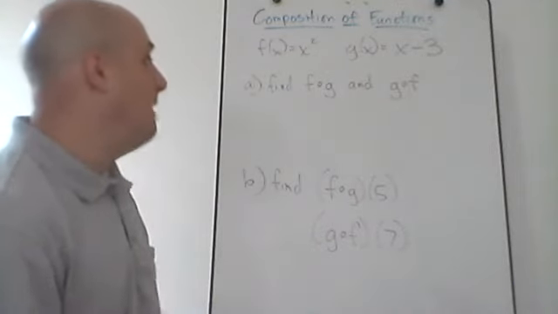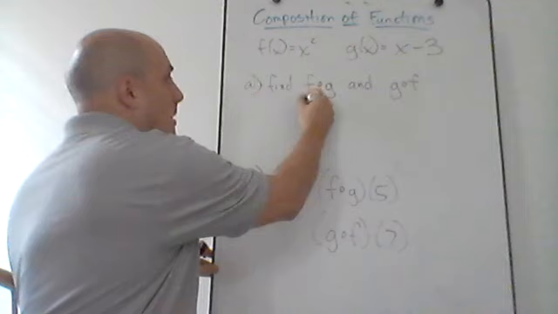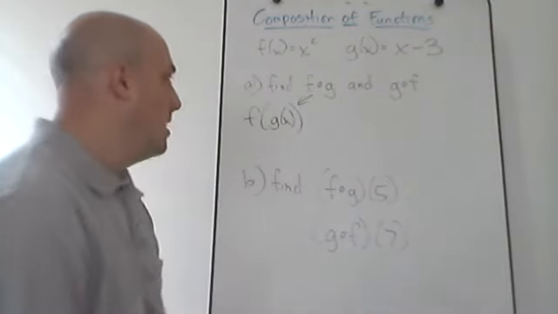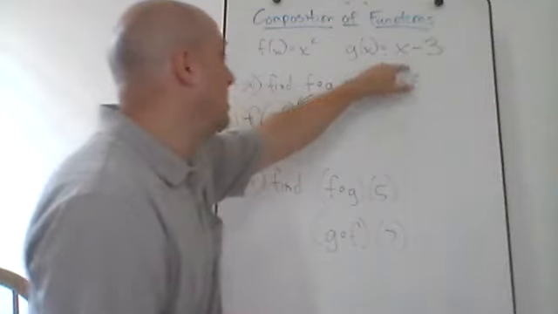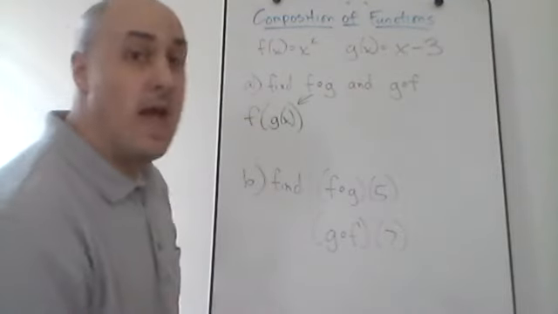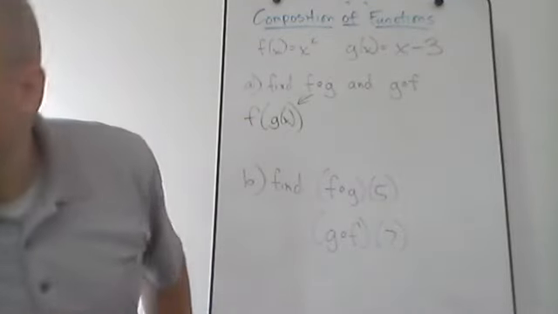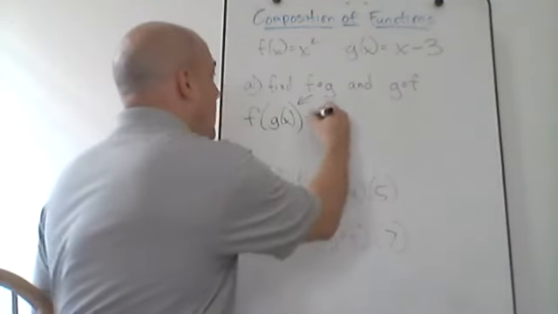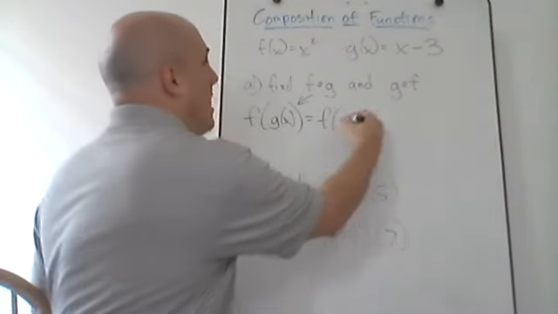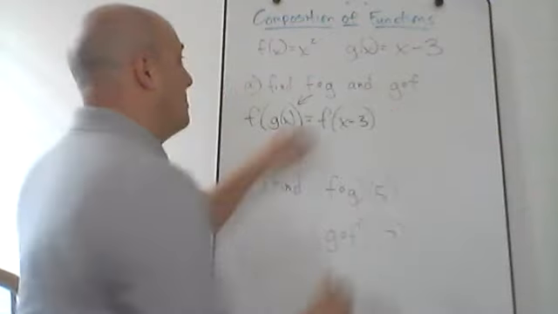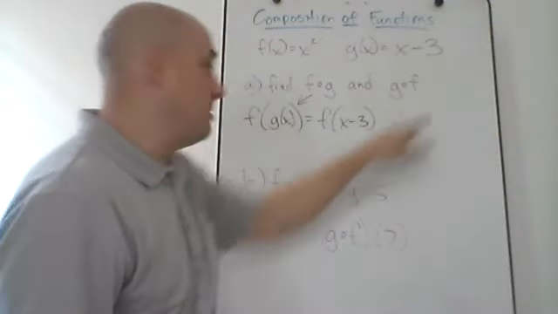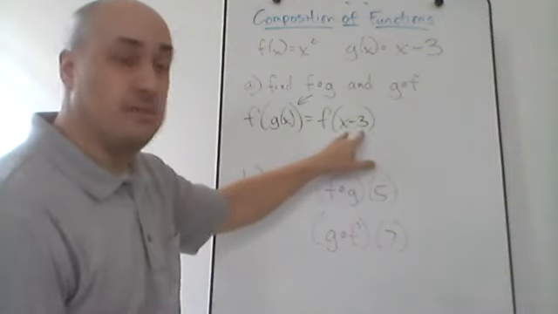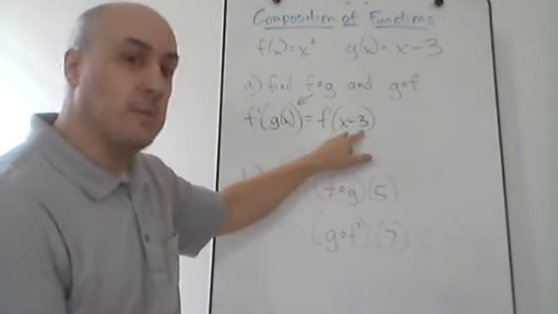If I want to find f of g, well, that's f of g of x. So I'm taking the g of x function, and that's going to be my input into the f of x function. And so I want to find f of x minus 3. So the g of x function, g of x equals x minus 3. So where the g of x is here in the parentheses, I put x minus 3. I'm finding f of x minus 3.